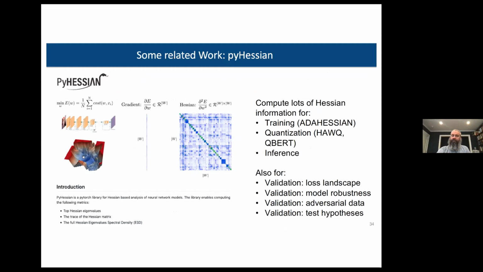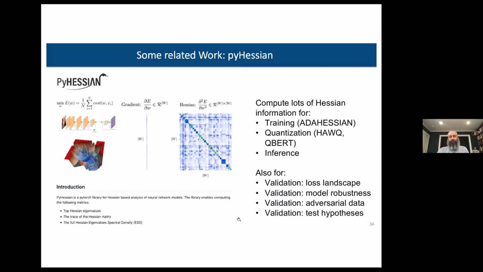It's a package that just computes lots of stuff. It computes the largest eigenvalue with essentially a power method. It computes the trace and a range of other things with essentially a variant of the Hutchinson method I talked about. It can get the full Hessian empirical spectral distribution with stochastic Lanczos quadrature. We use that not inside this optimizer, although we use similar ideas, but for quantization with HAWQ and Q-BERT and inference. We've also used it for model validation, looking at the loss landscape and model robustness, properties of adversarial data and backdoor data, and just to test hypotheses.